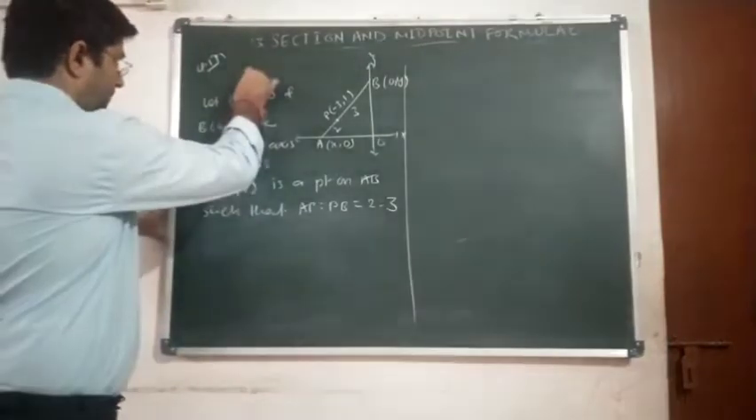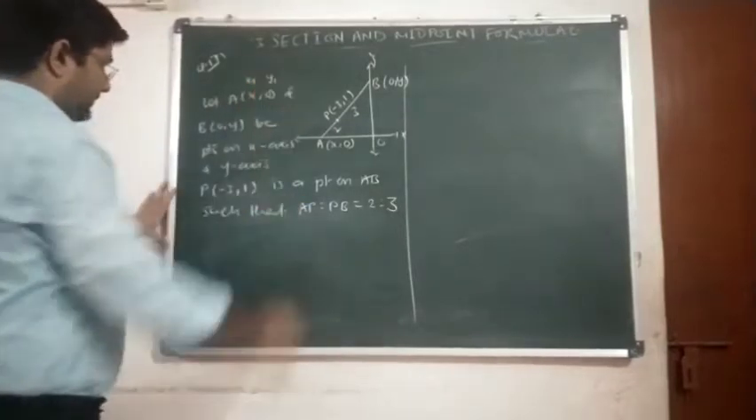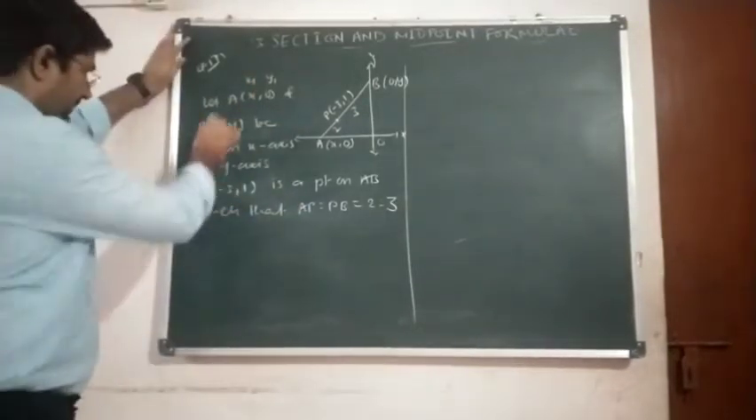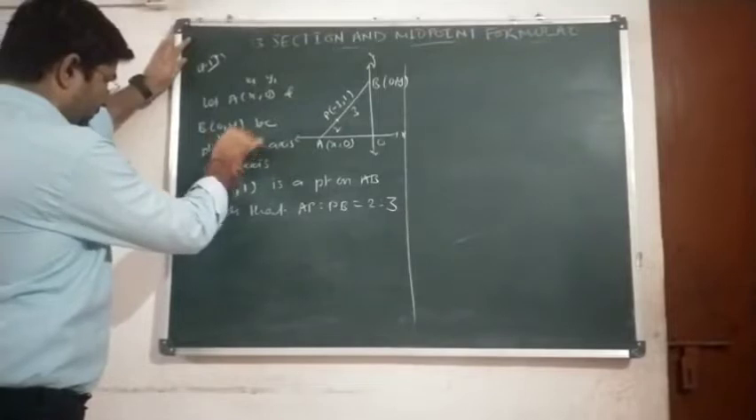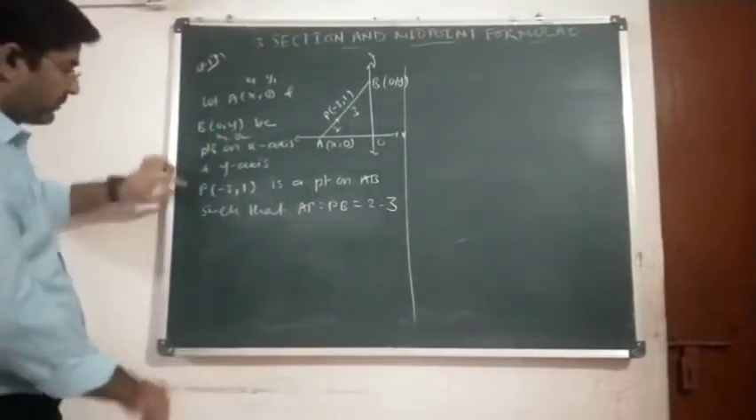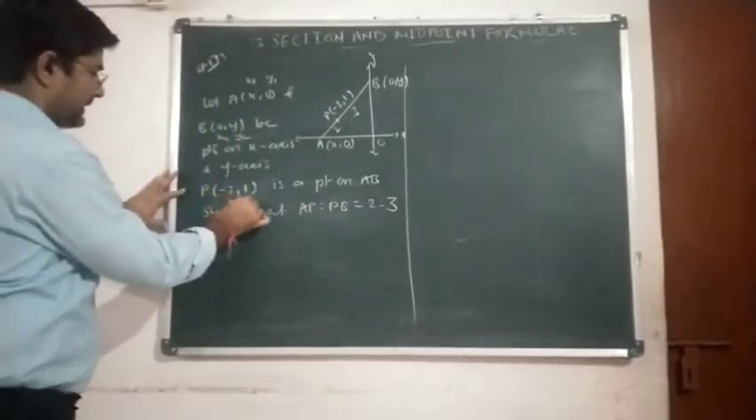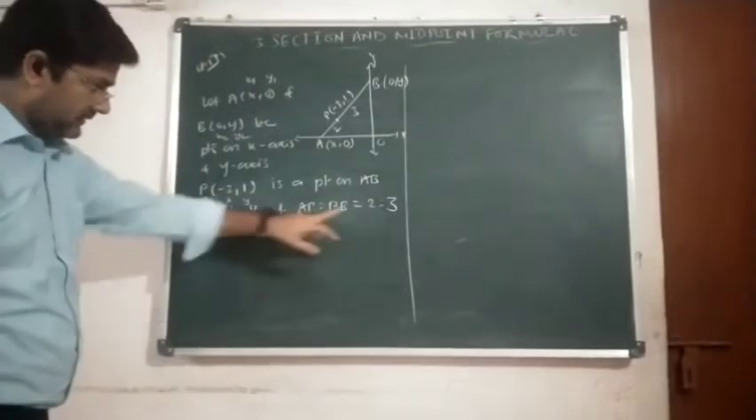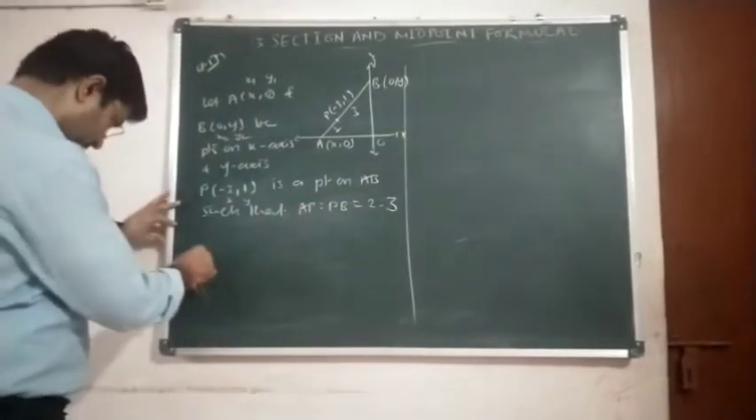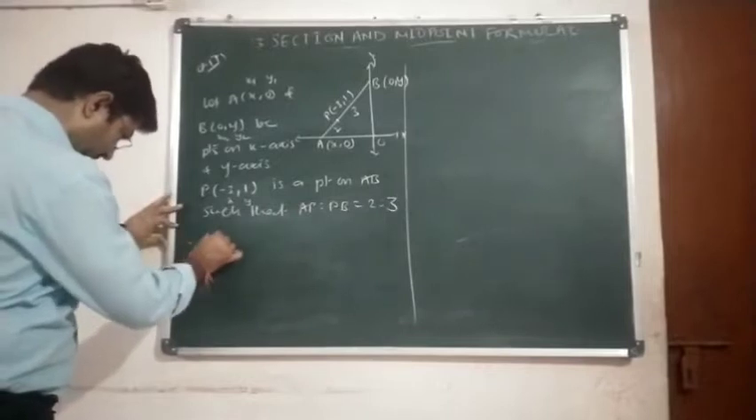Coordinates of point A we will take as x1, y1. Coordinates of B we will take as x2, y2. And coordinates of point P we will consider as x, y. Okay, and this is M and N. Now let us put the formula. Coordinates of point P.